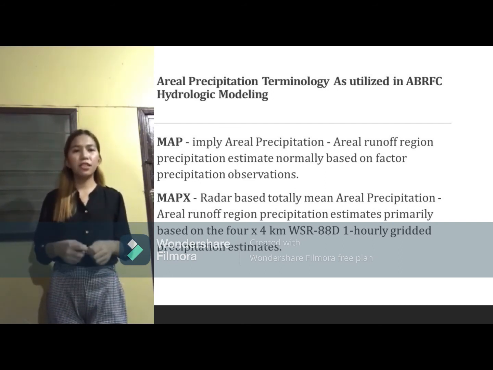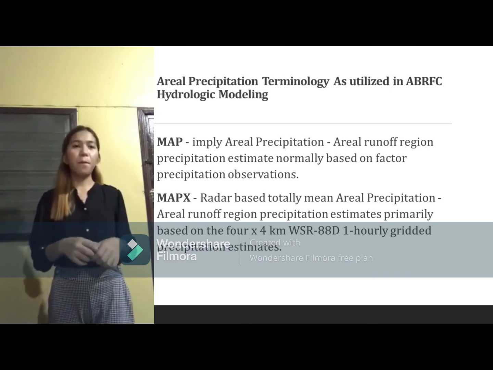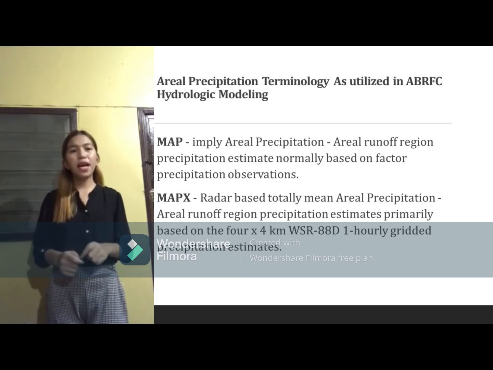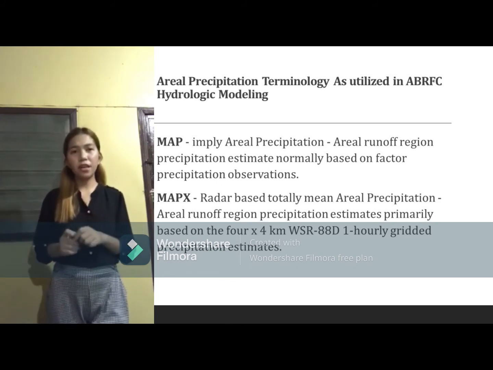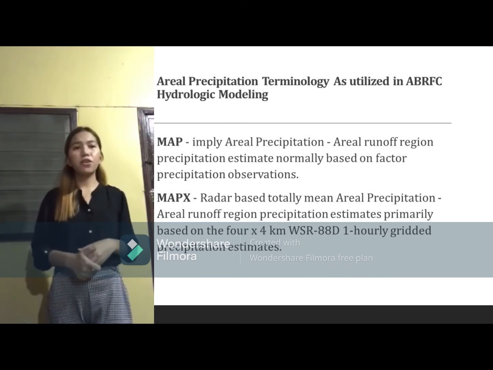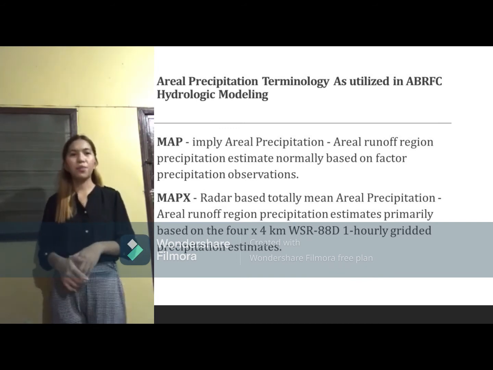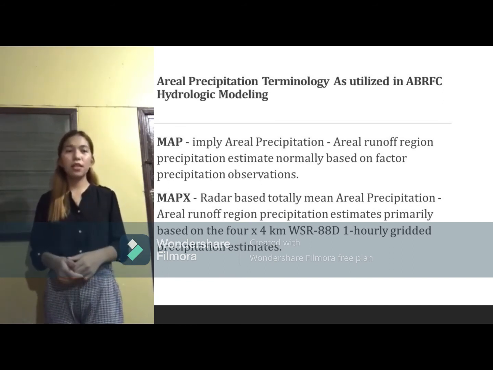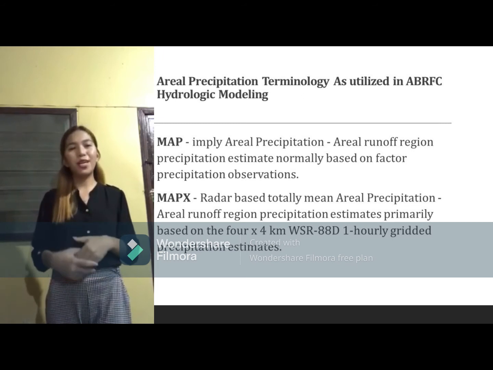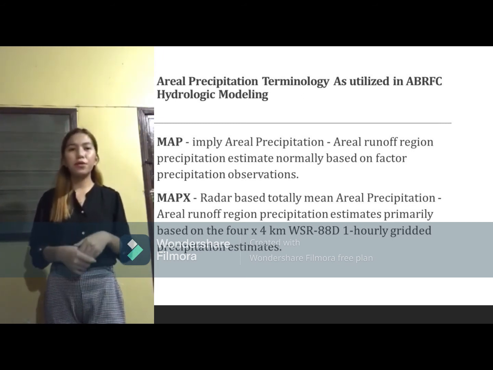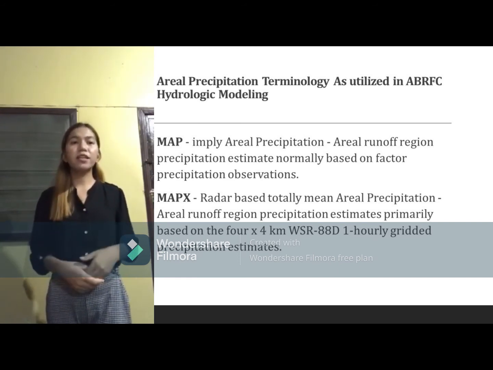So areal precipitation terminology as used in ADRFC hydrologic modeling. So we have MAP, mean areal precipitation: areal runoff zone precipitation estimates normally based on point precipitation observations. So the distance weighting calculation technique is used. MAP is used as input to the river forecast model on a routine basis.